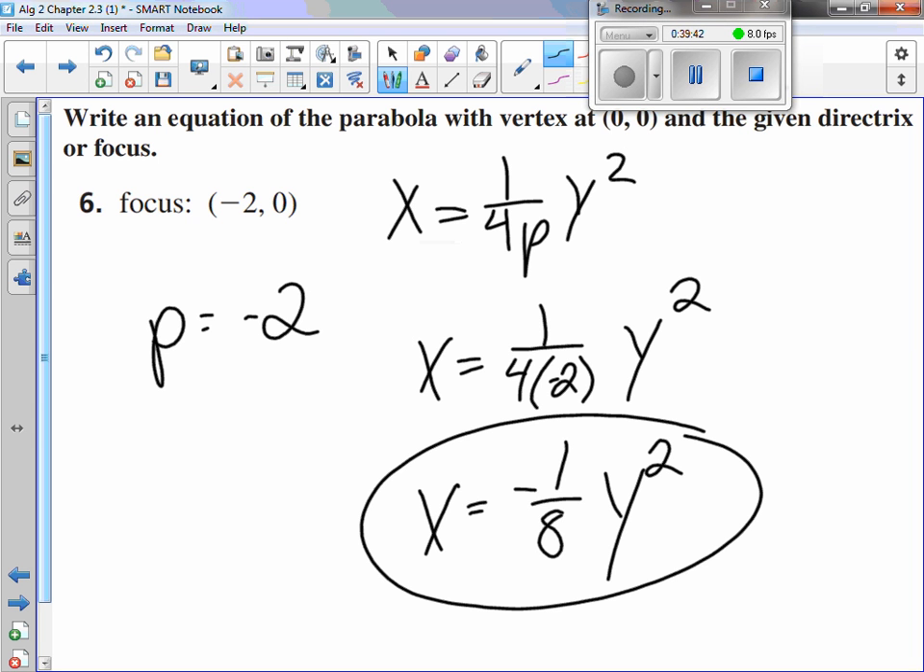We didn't have to worry about a sign change like with the directrix. Here, this is just the value. This is what it is. And that's all we have to do: we get that value, plug it in, and we're done. Questions on this here?